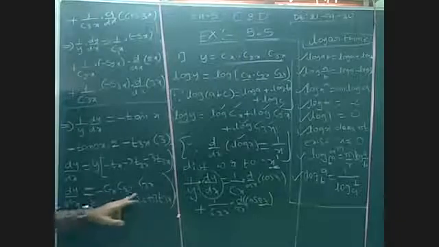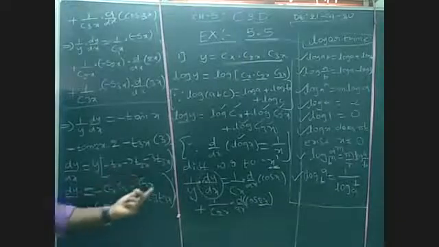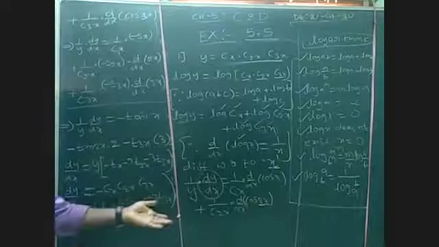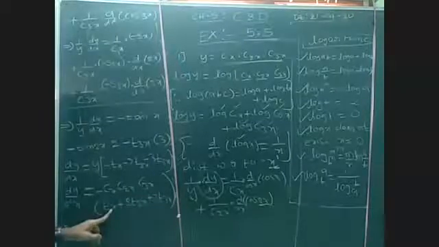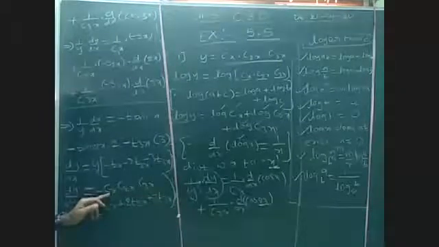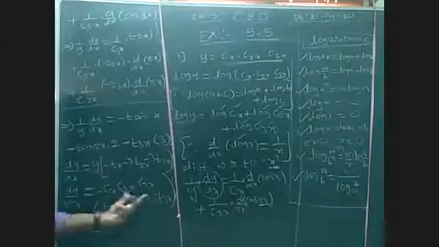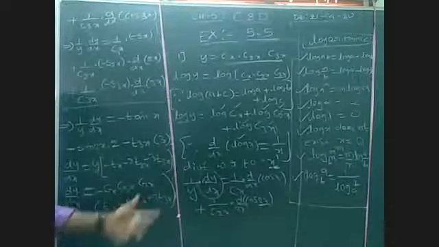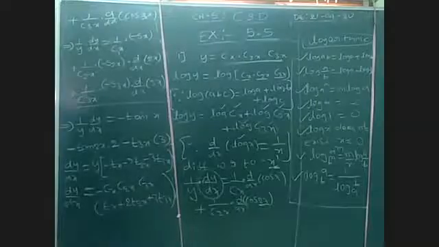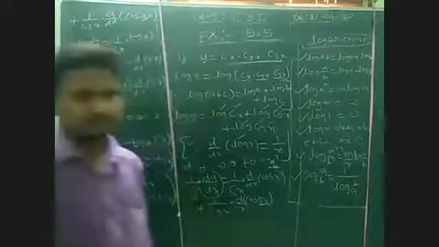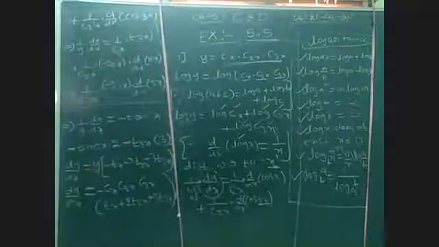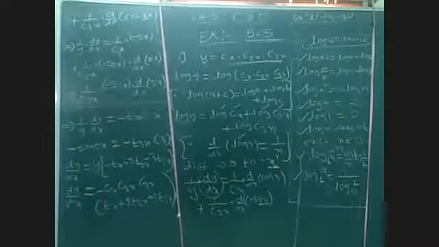Otherwise we can also multiply by cos x, cos 2x, cos 3x inside. You can write tan x as sin x by cos x. If you multiply by cos x, the remaining will be cos 2x, cos 3x. No need. If it is clear, then we'll go for the next question.